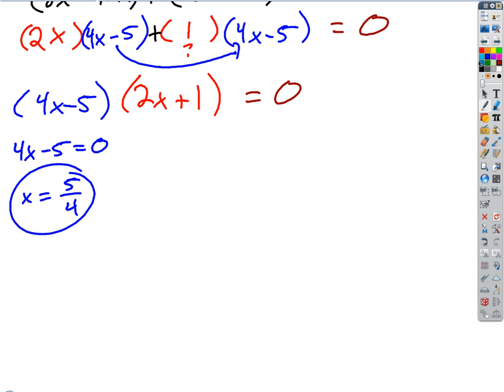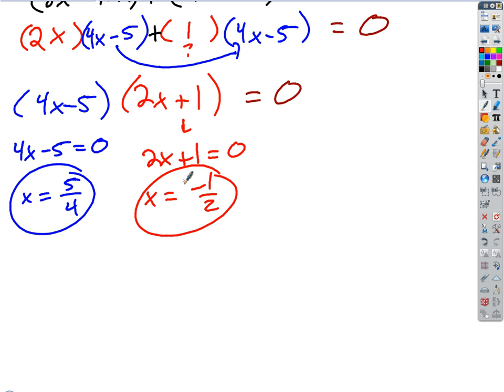And here's the other one. We set the other factor, 2x plus 1, equal to 0 and solve to find the value of x that makes that happen. What's that going to be? Negative 1/2, if I subtract 1 and divide by 2. That's it. Those are my solutions. See how that works? So you can put that away.